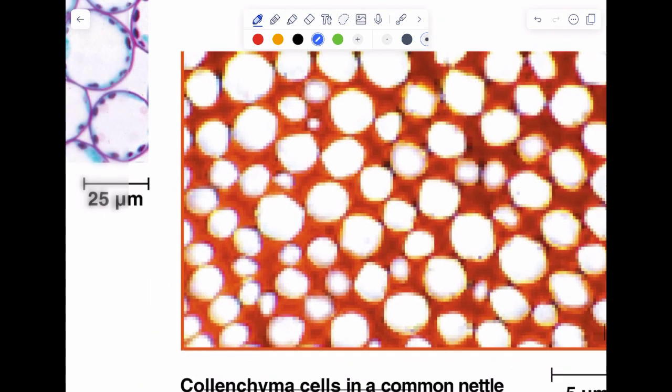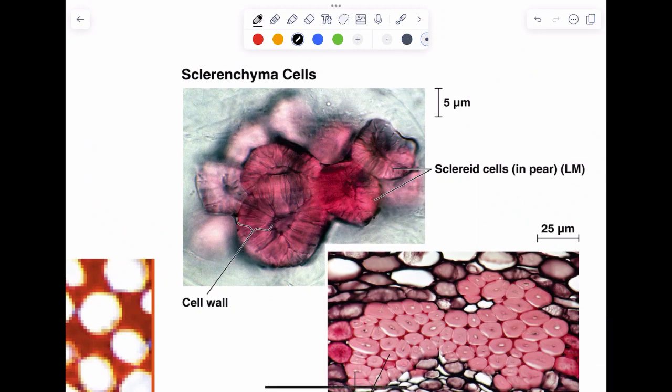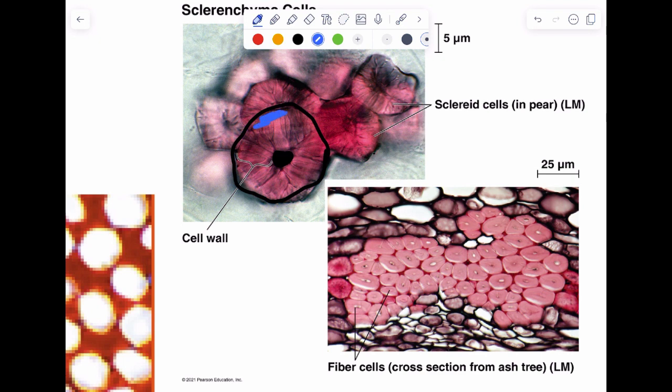If I go down to the collenchyma, the cell wall gets bigger. But if you look, the cell itself is still bigger than the cell wall is. These are dead. Every single one of these is dead. Sclerenchyma, if I look at what we see here, that little gap right here that I'm filling in, that's the cell. The rest of it, this part right here in blue, that's the cell wall. The cell wall is massive compared to the cell itself. And these are dead.